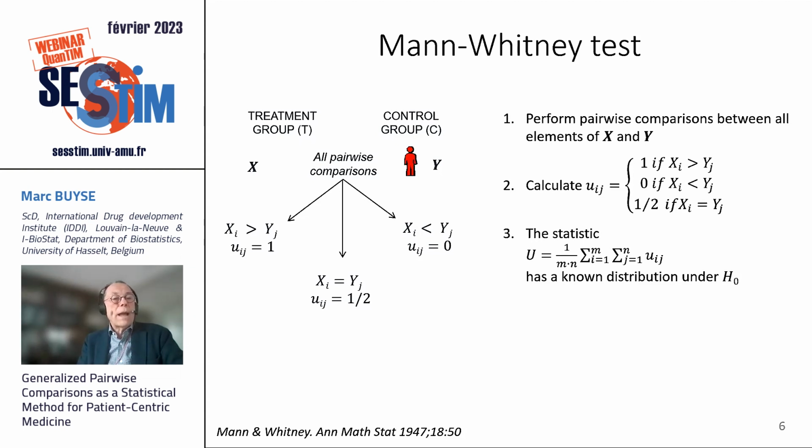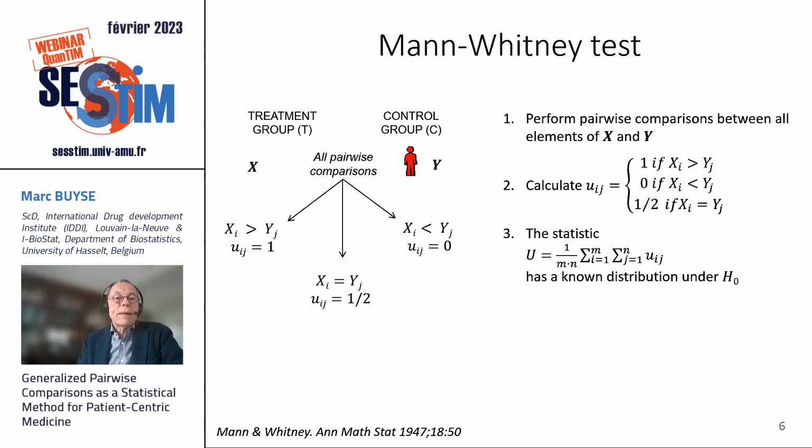The score is set to 1 if xi is larger than yj. The score is set to 0 in the opposite situation, that is, when the control patient does better than the treated patient, then we give a score of 0 to that pair. And if we have a tie, we just give a mid-score, which is 1/2. And then again, we calculate the sum of all these scores.